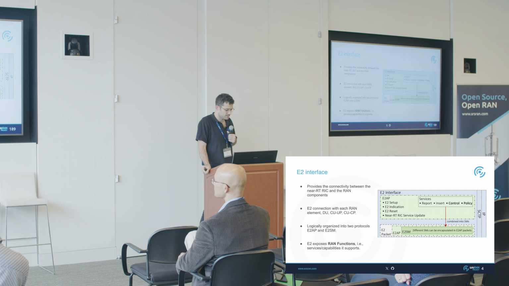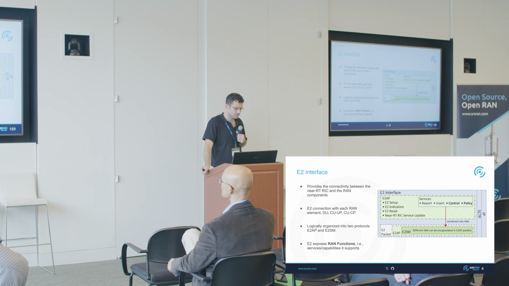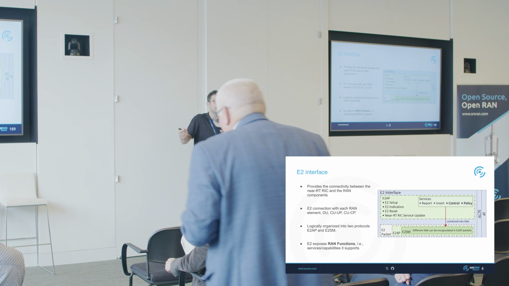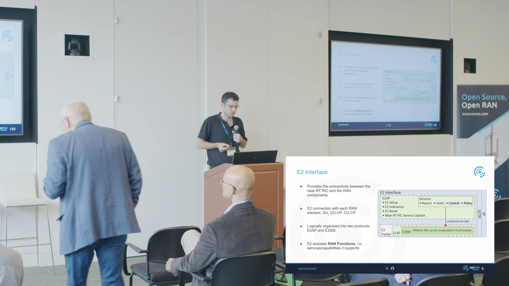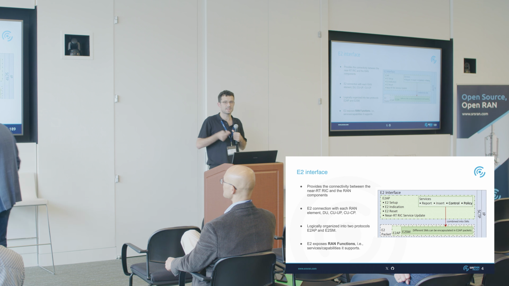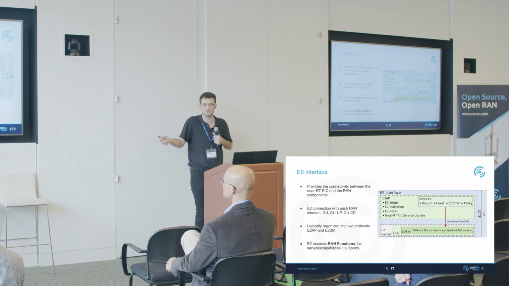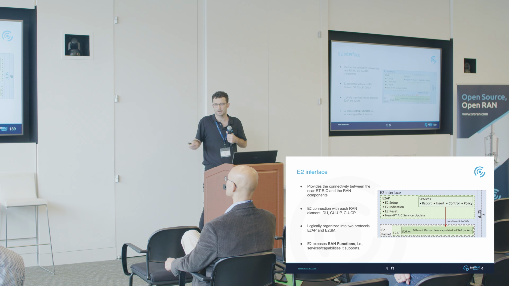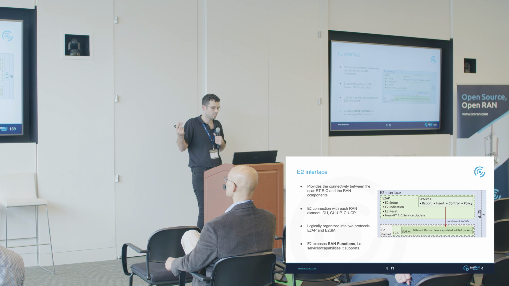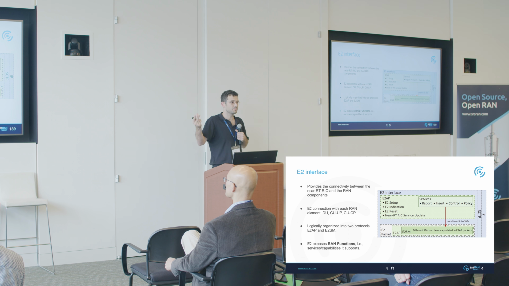So the E2 exposes the functionality to the RIC by what are called RAN functions. RAN functions is just a set of capabilities that are being exposed to the RIC by this particular E2 agent, which is located on the RAN. So it's like an advertisement of what's possible to the RIC.